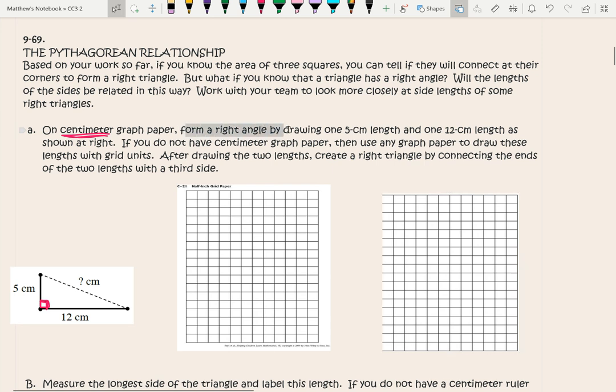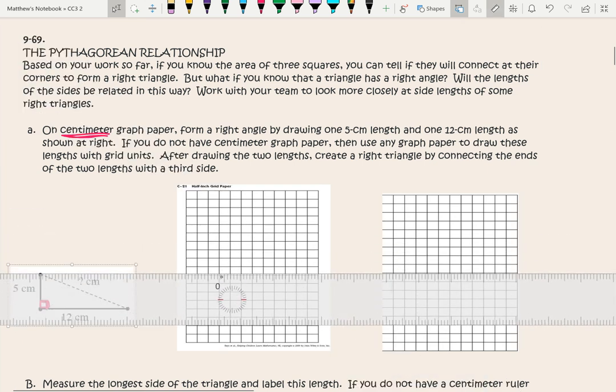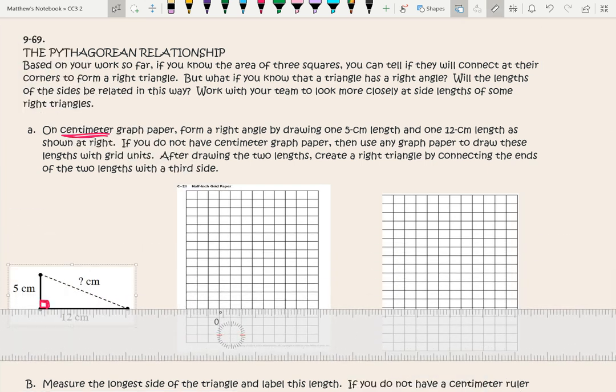It says form a right angle by drawing one 5 centimeter length and one 12 centimeter length as shown at right. So here it is. After drawing the two lengths, create a right triangle by connecting the ends of the two lengths with a third side. Okay, so I'm going to grab my ruler so that way it's a nice straight line, and I'm going to need to draw 12 across. So here we go. 1, 2, 3, 4, 5, 6, 7, 8, 9, 10, 11, 12.